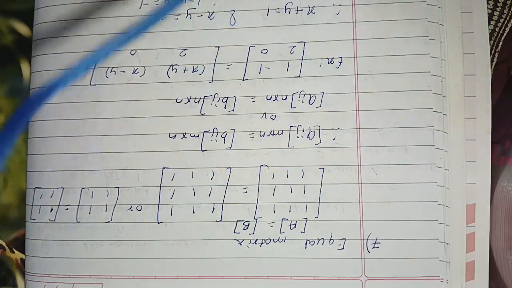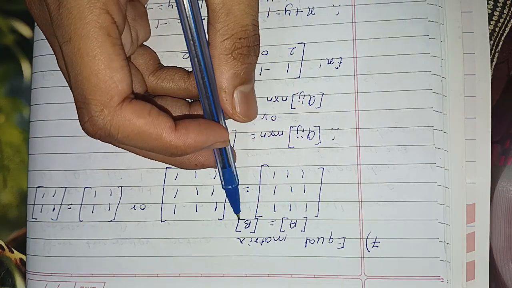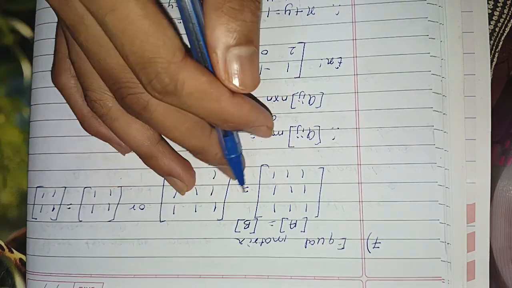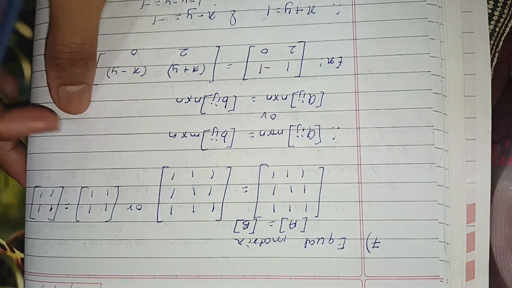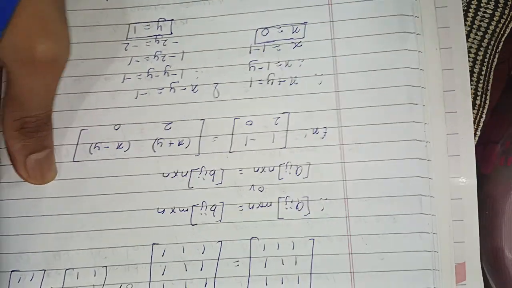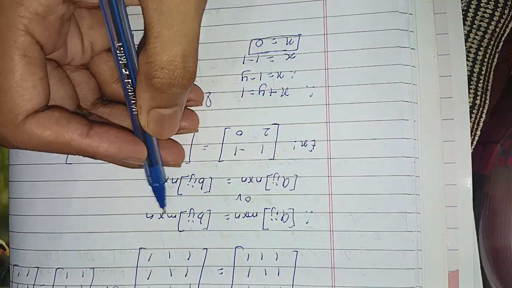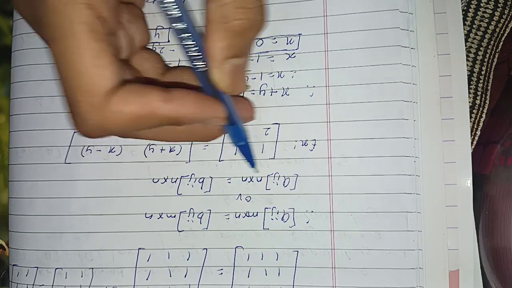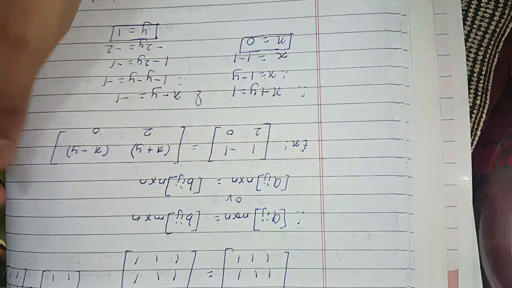Next is equal matrix. A matrix will be equal to B matrix if all the elements are the same in both matrices. Then we can say A matrix is equal to B matrix. That is Aij, m into n, is equal to Bij, m into n. So here the orders are the same, so both matrices are equal.